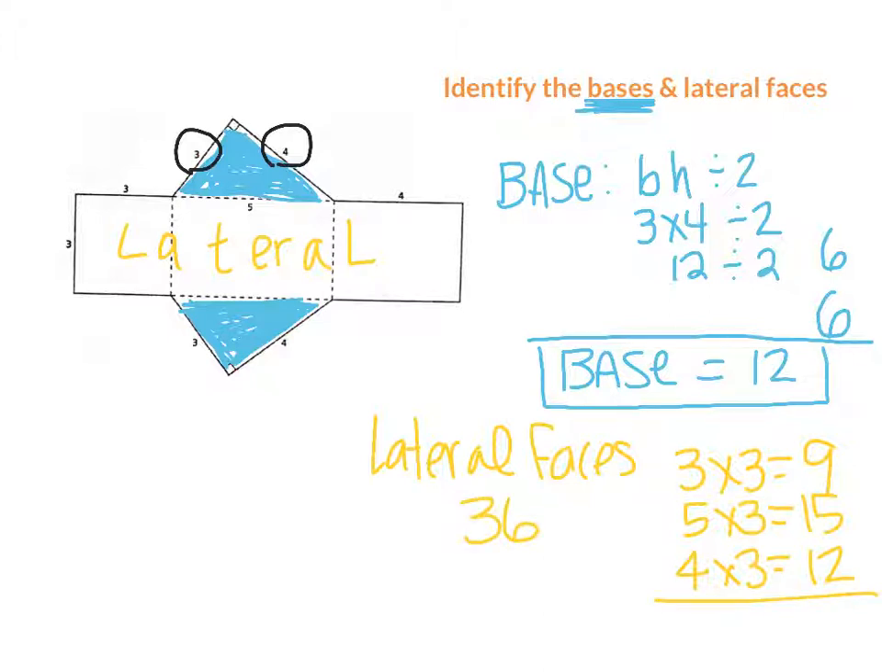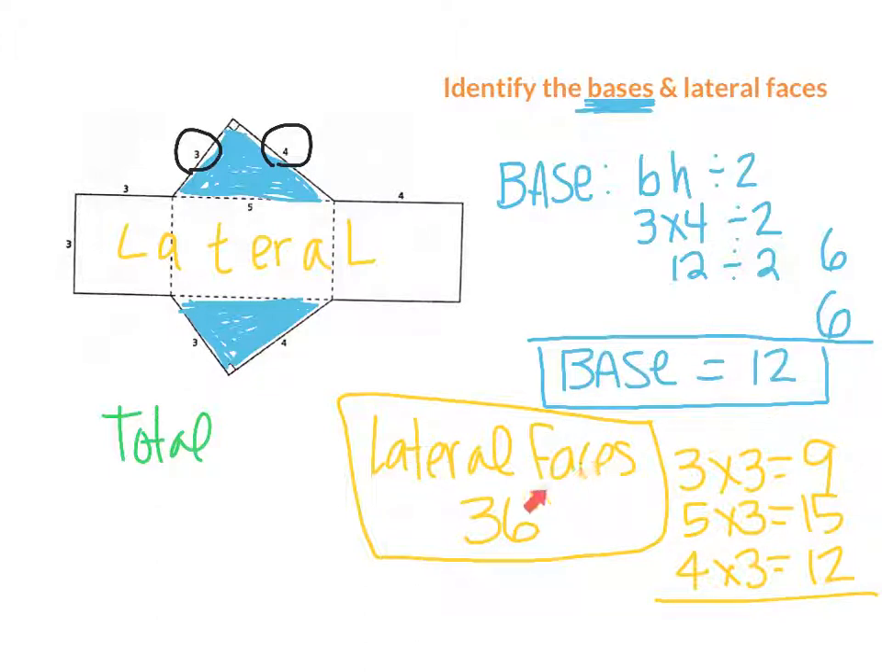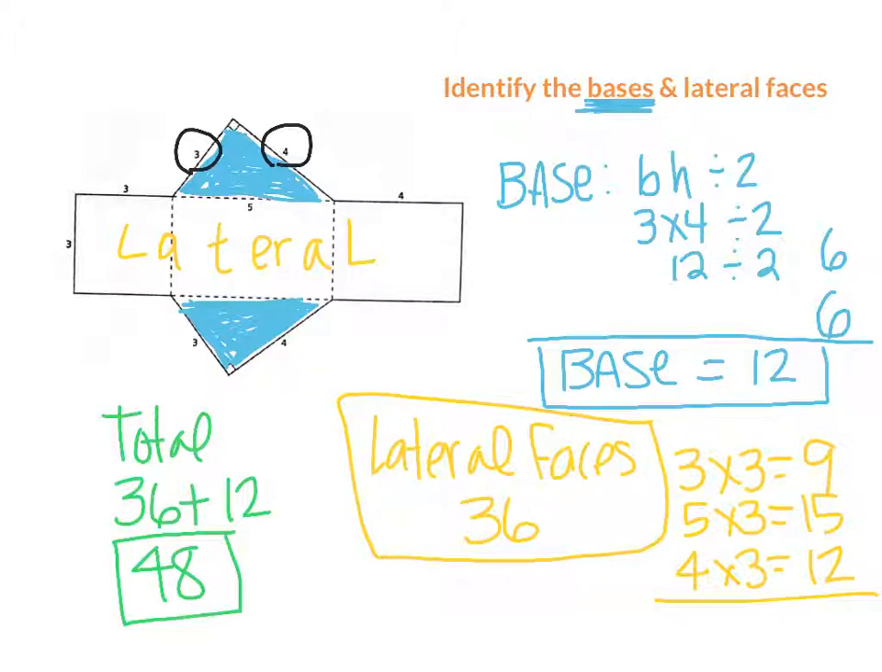The lateral surface area is 36 square units. If I want to get the total, that means I need to add the bases plus the lateral faces. So to get my total, I'm going to have 36 plus 12, which is 48. The total surface area is 48 square units.